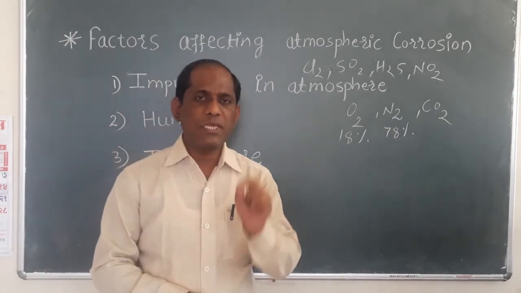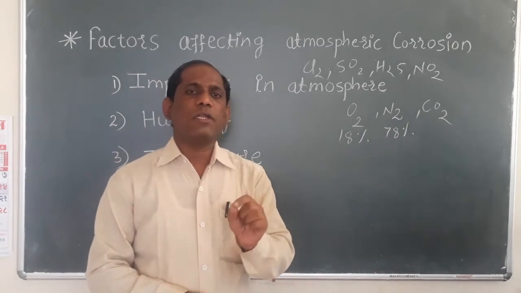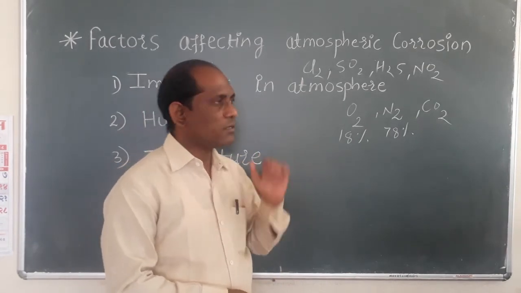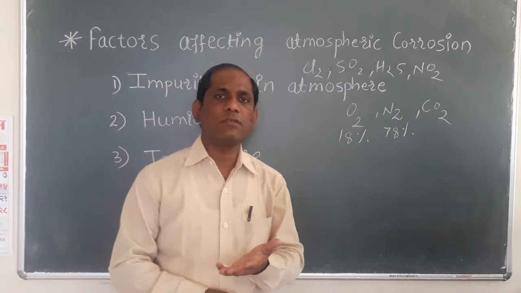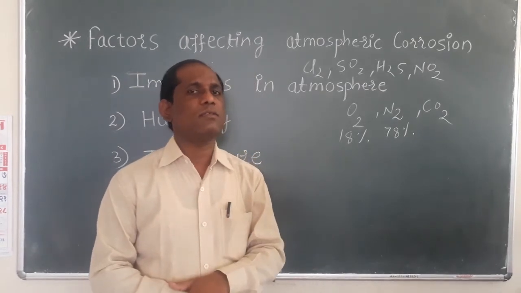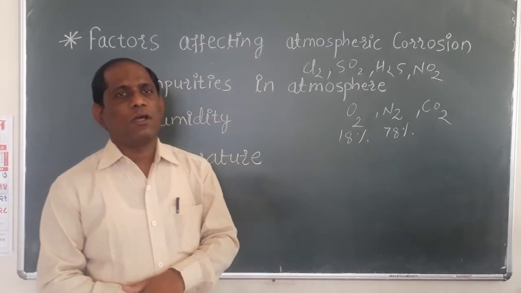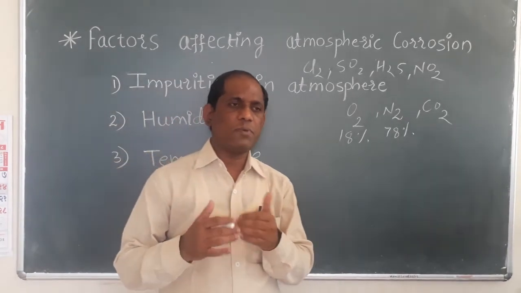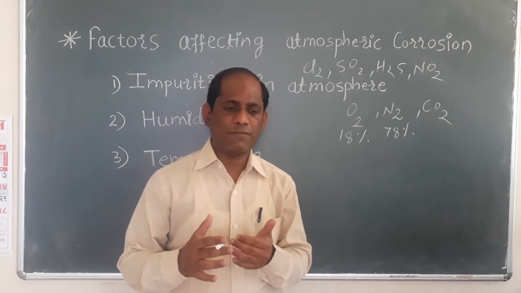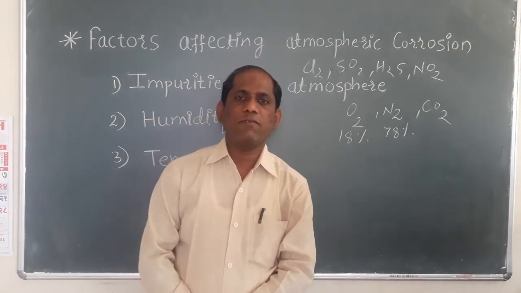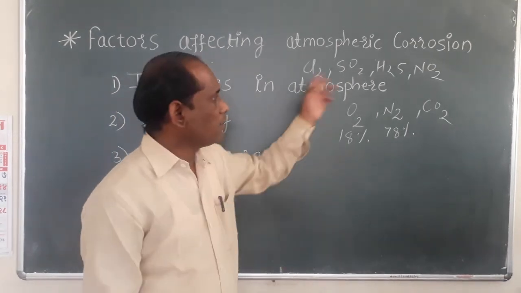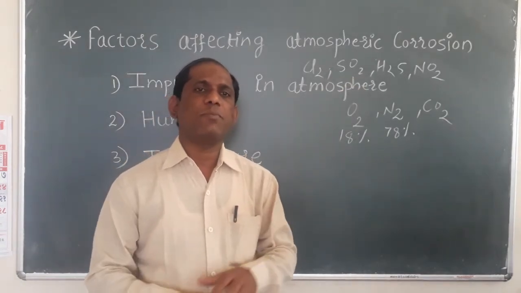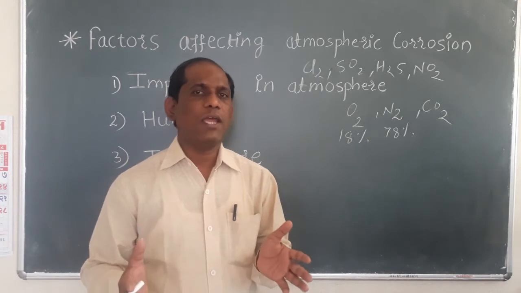That metal is being attacked by unwanted atmospheric gases like chlorine, hydrogen sulfide, NO2, nitrogen dioxide, or sulfur dioxide, that is SO2. So if the atmosphere is clean, the rate of atmospheric corrosion is very, very less. But if the same atmosphere has unwanted gases like these, the rate of atmospheric corrosion in that particular area will be greater.